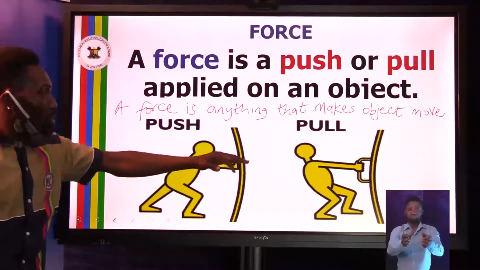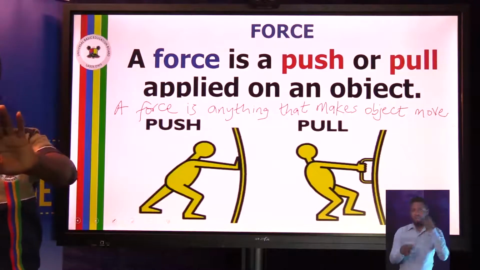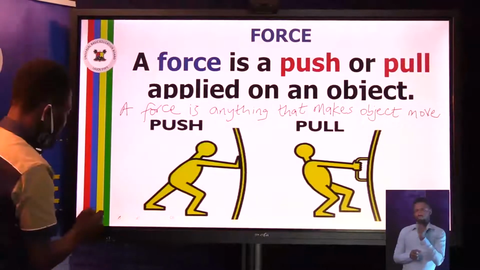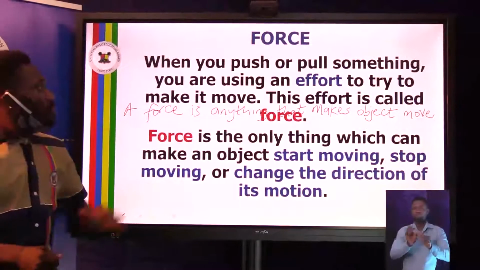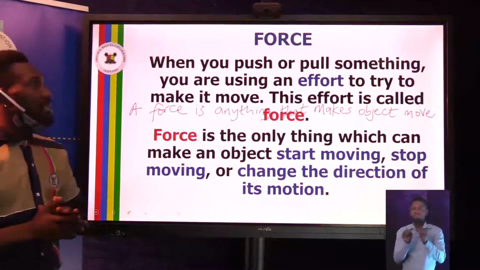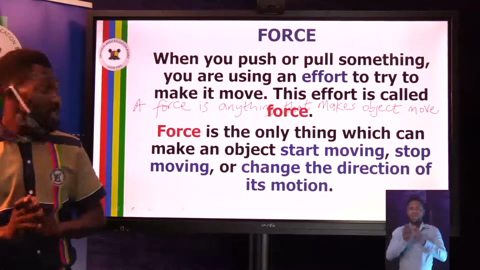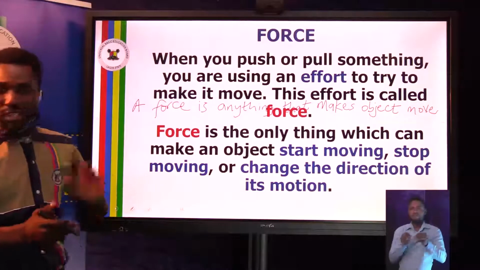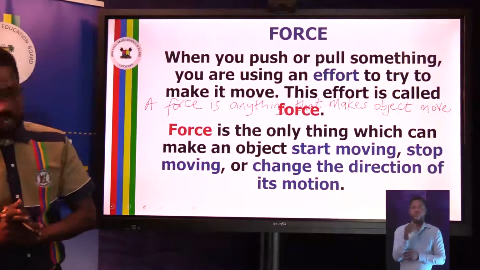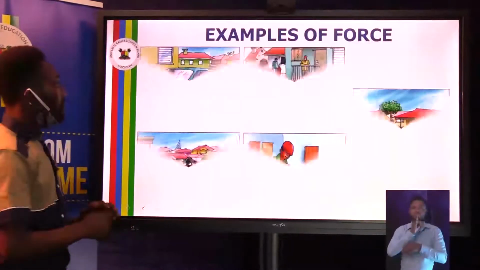We have talked about a push and a pull. When you pull, you draw to yourself. When you push, you move it outside. You can see from the diagram here, push, and this is a pull. Force, when you push or pull something, you are using an effort to try to make it move. And this effort is called force. Force is the only thing which can make an object start moving, stop moving, or change the direction of its motion. That's still talking about what a force is.